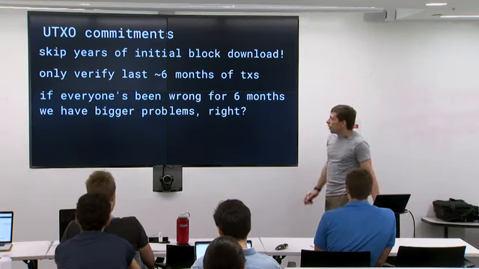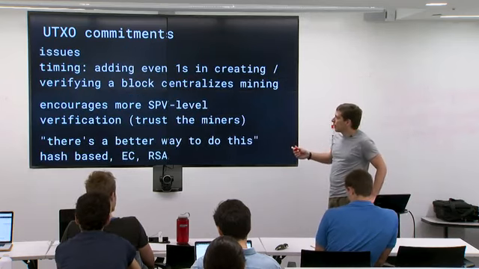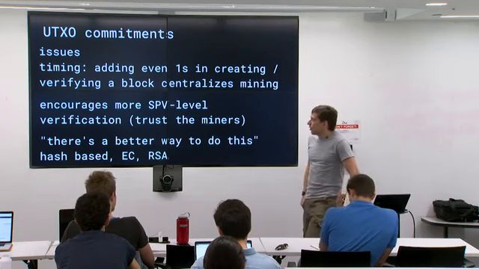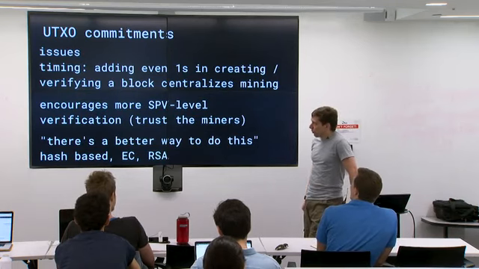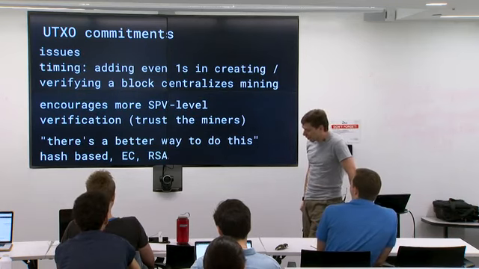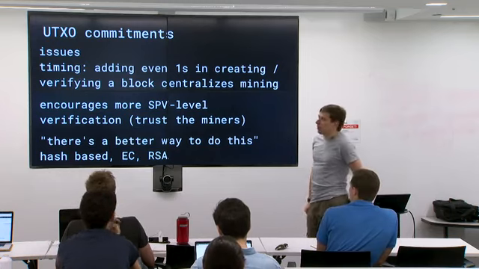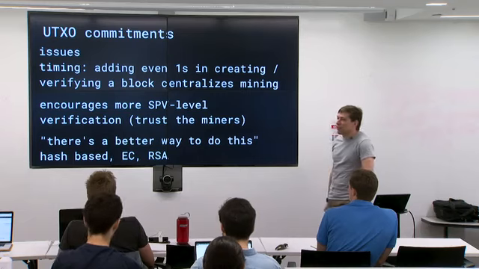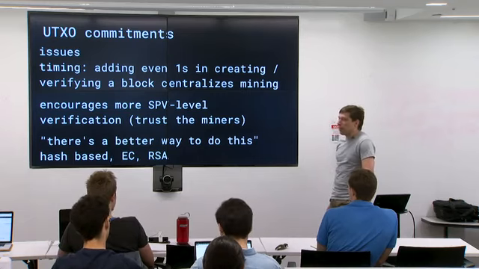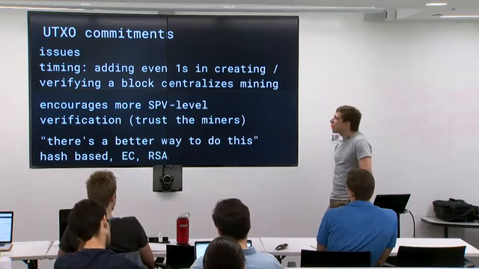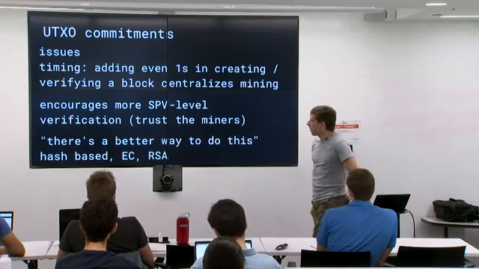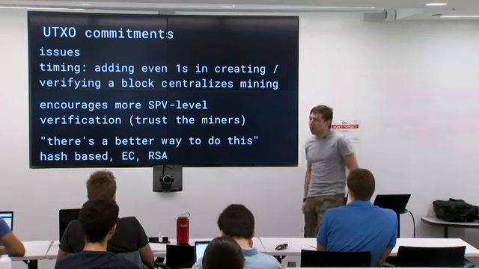Anyway. So this is an idea. The issues: timing is probably one of the biggest. If it's consensus critical, then the miners need to put this into their blocks, and miners also need to verify it when they get a block.